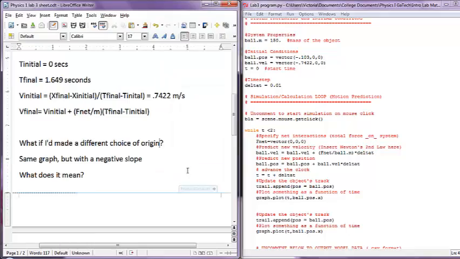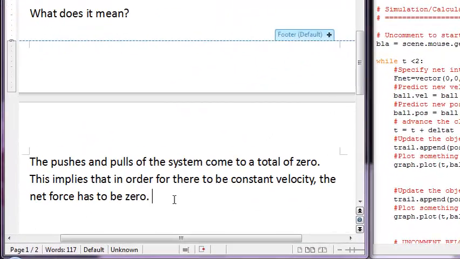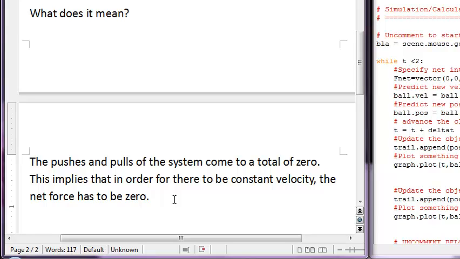And our second question was, what does this mean? Well, it means that the pushes and pulls of our system come to a total of 0. So there's nothing affecting the velocity, so velocity isn't going to change. As I put down here, in order for there to be a constant velocity, the net force has to be 0, which can also imply that in order for the velocity to change, there has to be a force.